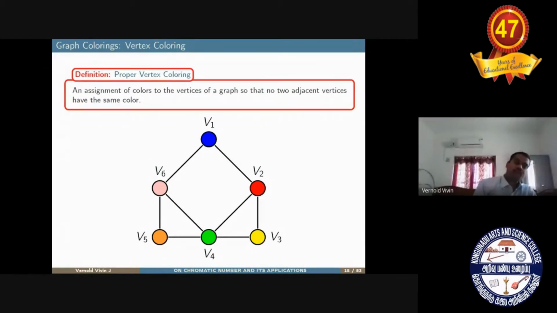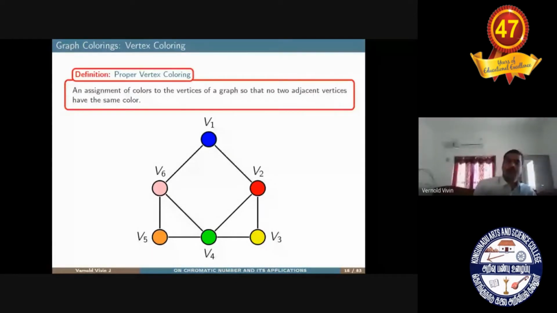What is the number of colors used? That is the same as the number of vertices. So even though this is a proper coloring, the purpose of coloring is not satisfied. If you have 6 vertices and if you give 6 colors, then the purpose is not satisfied.